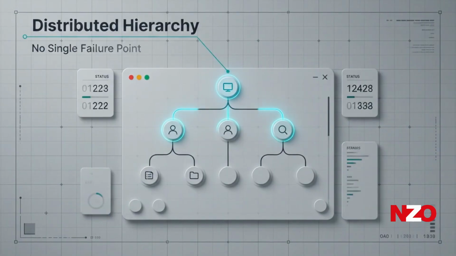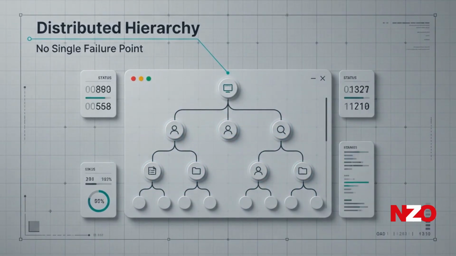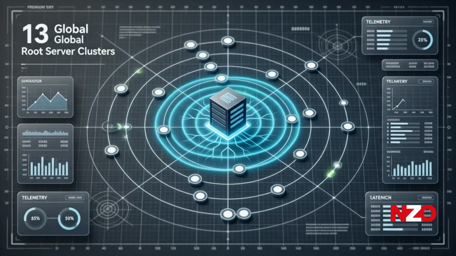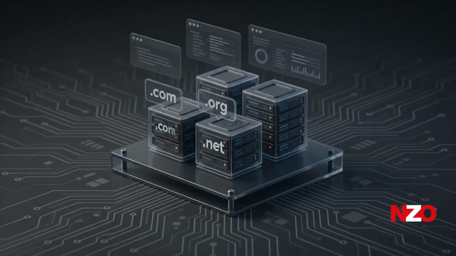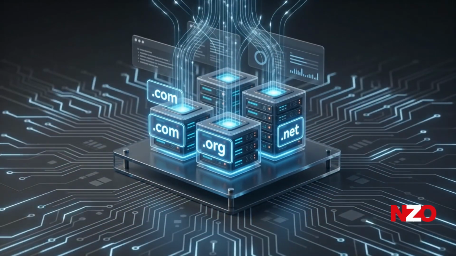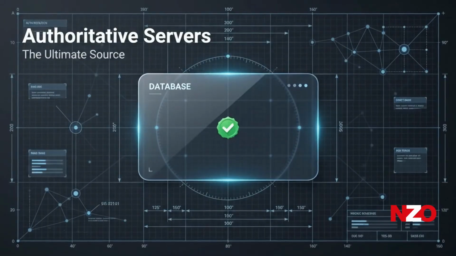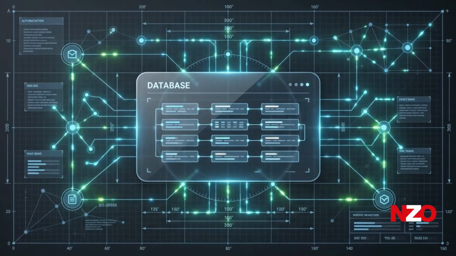DNS relies on a distributed tree structure rather than one single machine. At the very top sit 13 strategic root server clusters worldwide. Below the root are top-level domain servers managing extensions like .com. Authoritative servers store the official final mapping for a specific domain name.